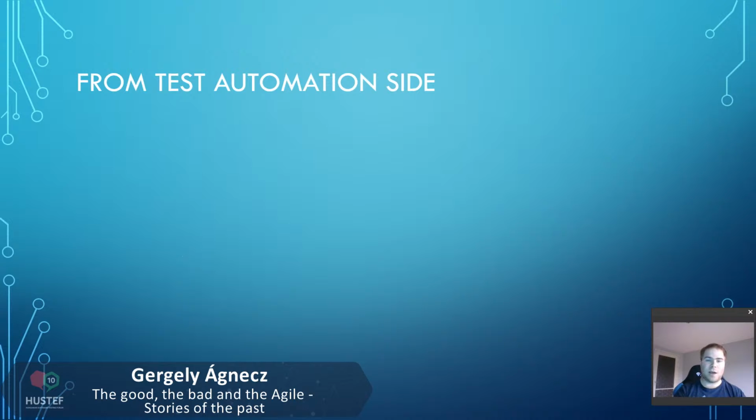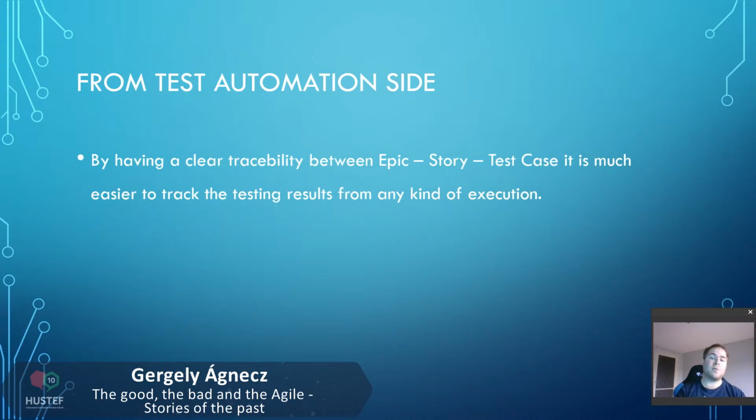From the test automation side, there is a thing that we need to do, or let's say we should do. If we have a clear traceability between epic, story, and test case, then we should track our testing results for each and every execution. As I mentioned, the test management tools are capable of doing so, and if we are doing that manually, I mean, we are creating these test executions and putting the test cases into that execution, yes, we can store the results.